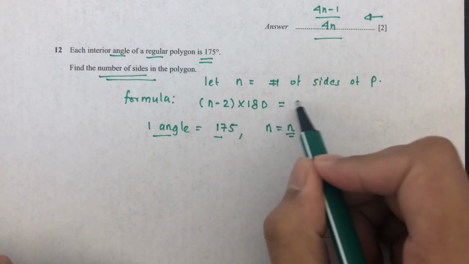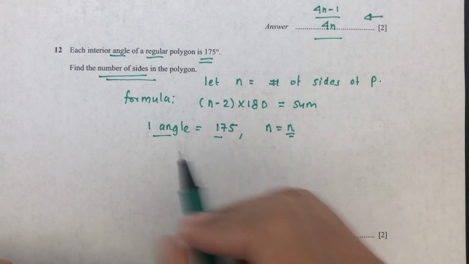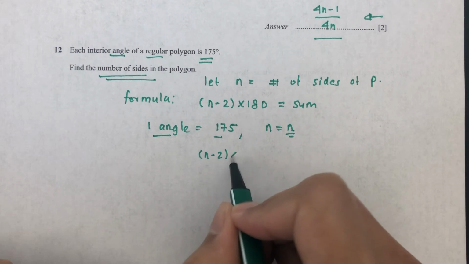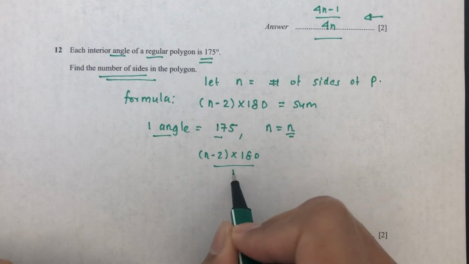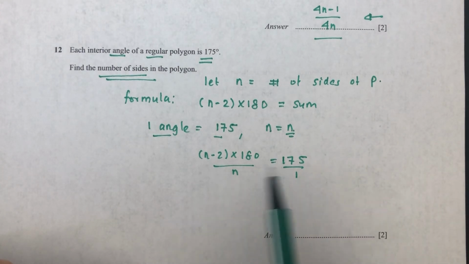So the sum of all angles is this. The size of one angle will be the sum divided by n. So n minus 2 times 180 divided by n equals 175. So now we have to solve the equation for n.